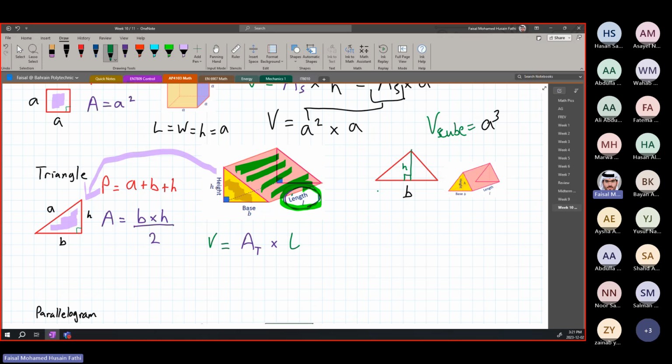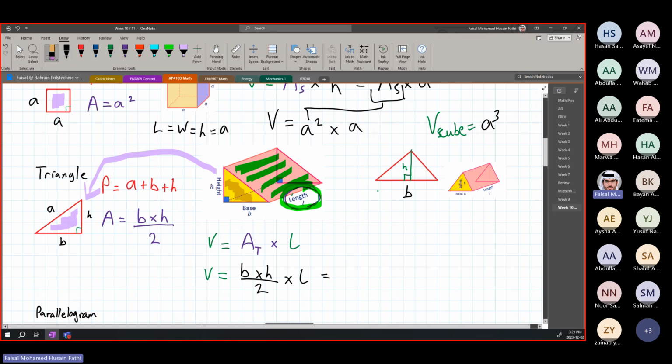If we just substitute, we could say that the volume is equal to base times height over 2 times this L. Simplify it more, we could simply say that the volume is just going to be equal to base times height times L over 2.